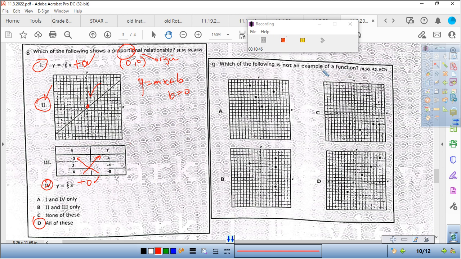Sorry, not an example of a function. So vertical line test, 1, 1, 1. That is a function. Vertical line test, boom. We see this one line crosses these 3 points. Not a function. And that's what we're looking for. One is not an example of a function. Okay.